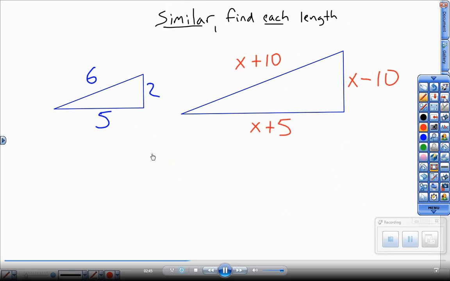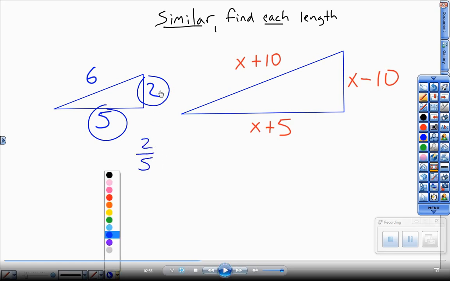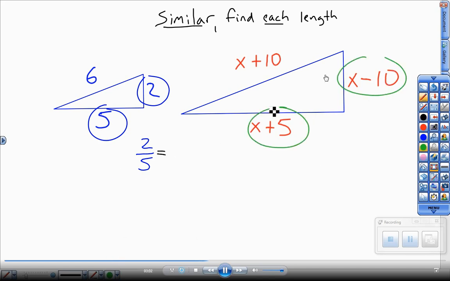So for this one, I'm going to do the same ratio. The height over the base, I'm going to stay consistent. 2 over 5. If I do 2 over 5, I've got to make sure I do that same pattern: x minus 10 over x plus 5. 2 over 5 is the same as x minus 10 over x plus 5. Look at that pattern going. Same pattern. So 2 over 5, as long as I write it as x minus 10 over x plus 5, staying consistent, just like if those were numbers, I would put them together just like numbers.